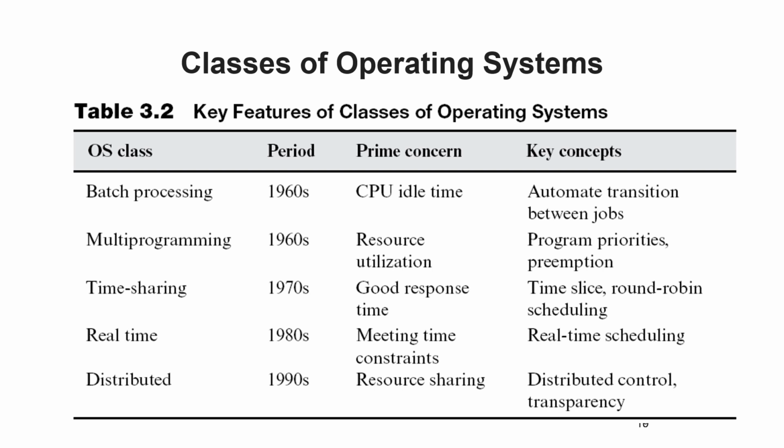Today we have discussed what efficiency, system performance, and user convenience are, and how we measure them. Before that, we discussed what a computer environment is, and the classes of operating systems: what the different kinds of operating systems are, what the prime concern of each is, and what the key concept behind each operating system is. So this is what we have discussed today. Clear?